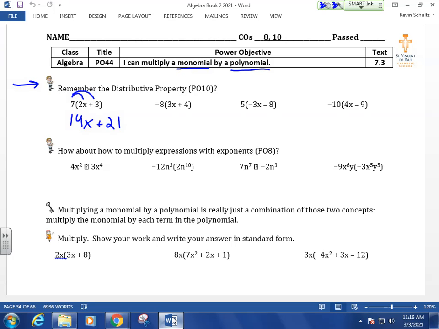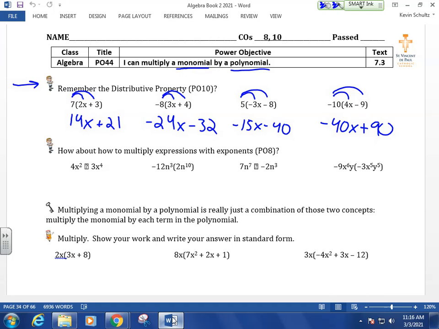What do you get when you distribute -8 into 3x plus 4? Gabby? -24x minus 32. Yep. Good. How about 5 times -3x minus 8? Josh? -15x minus 40. And Brent, the last one? -40x plus 90. Good. Way to catch that plus 90 there. -10 times a -9 is a positive 90.